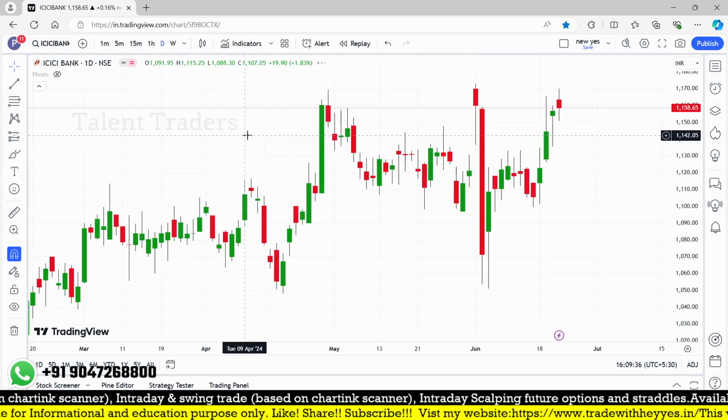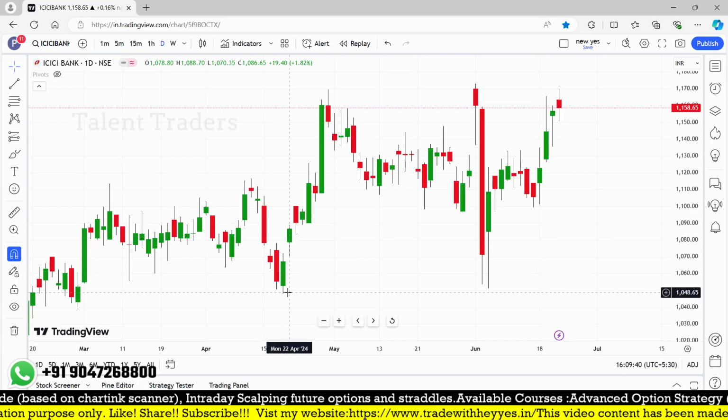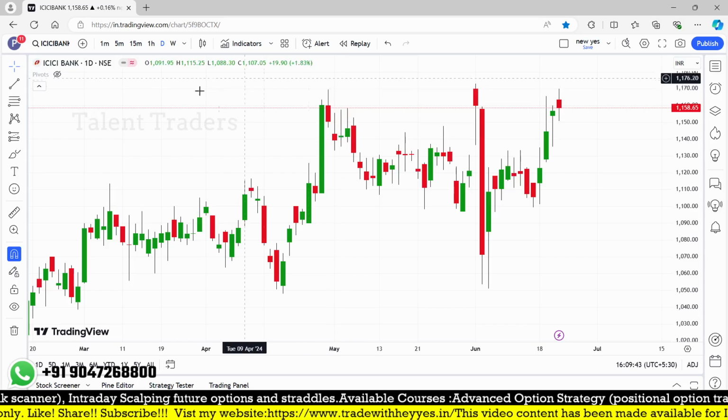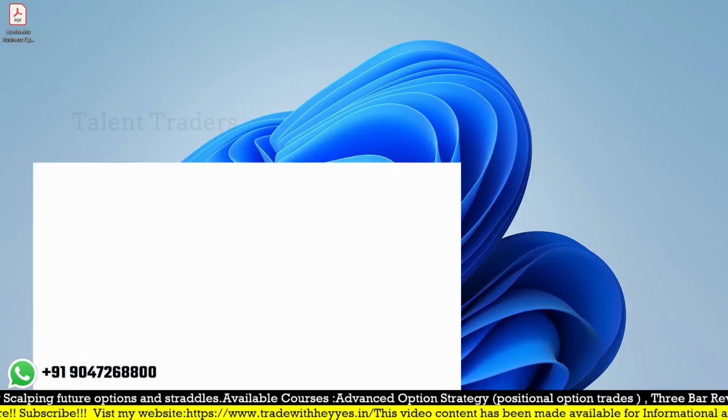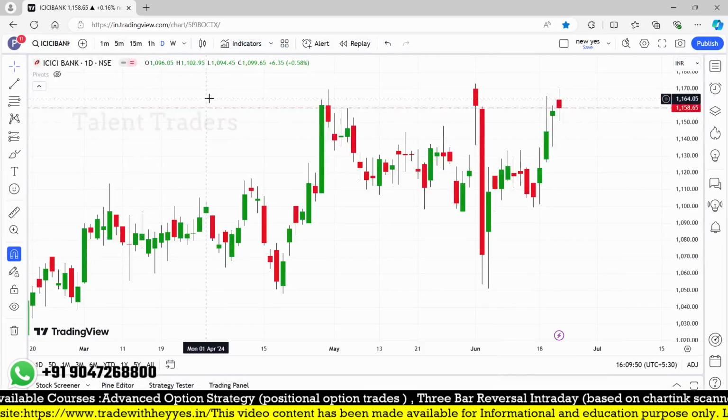It's a swing scanner which I already have. Here is the ICICI Bank on 22nd April at 1080. The stop loss maybe 1048, and it went up to 1069. And some more things on Bandhan Bank and Tech Mahindra, ICICI, Ultratech. Let me check Tech Mahindra.